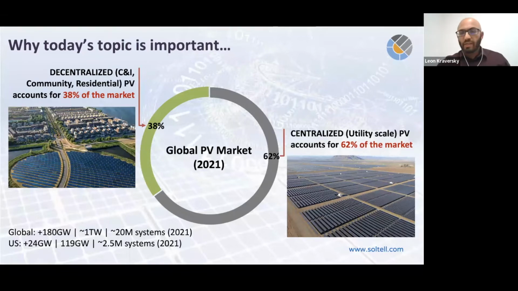On the other side, we have centralized, which is utility scale PV. The utility scale is typically something which is larger than 10 megawatts, and everything in the middle is called industrial. So industrial, in some definitions, can be defined as utility when it's closer to 10, and when it's smaller on the roofs, it behaves as the decentralized one. Now, US is about 12% of the global market already, and we're talking about 2.5 million systems out of about 20 million worldwide.